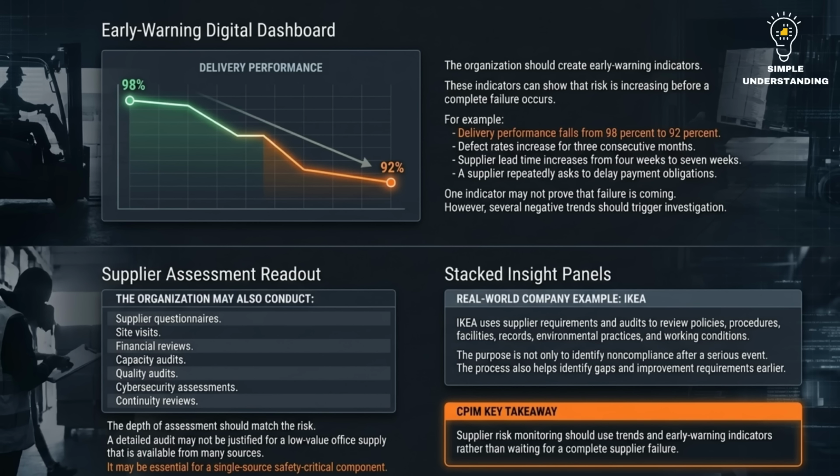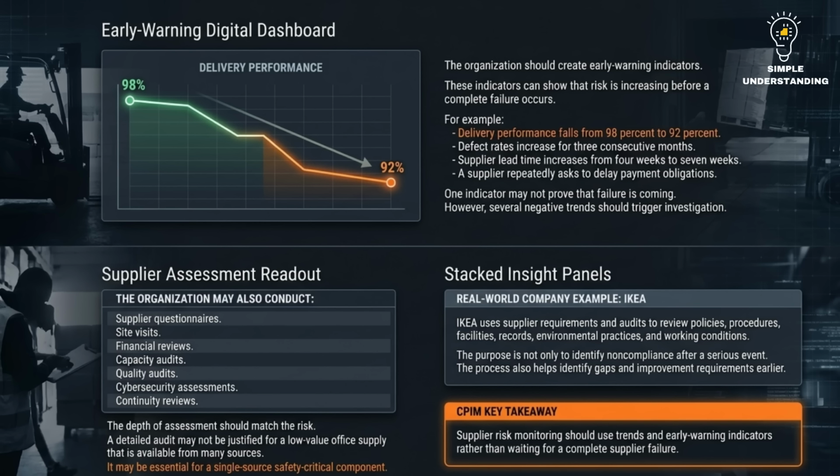The organization may also conduct supplier questionnaires, site visits, financial reviews, capacity audits, quality audits, cybersecurity assessments, continuity reviews. The depth of assessment should match the risk. A detailed audit may not be justified for a low-value office supply that is available from many sources. It may be essential for a single-source, safety-critical component.